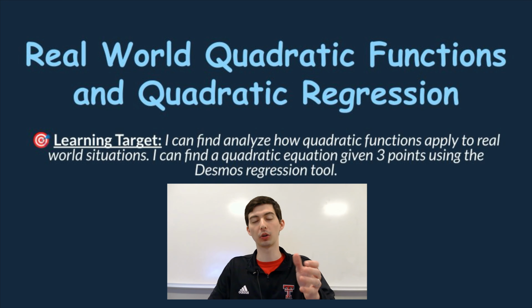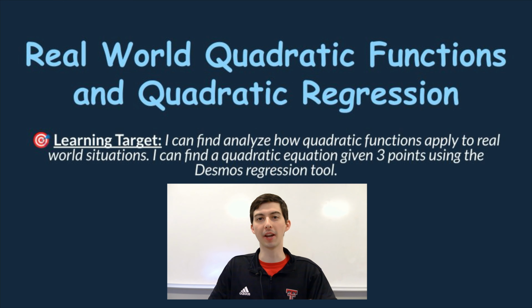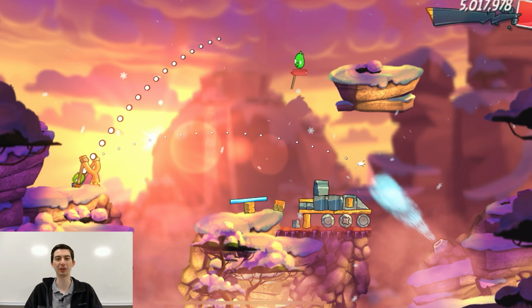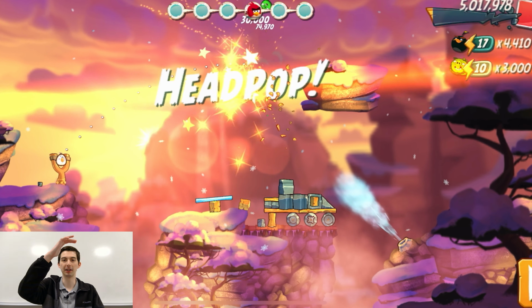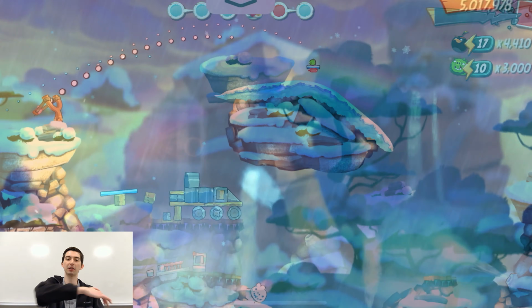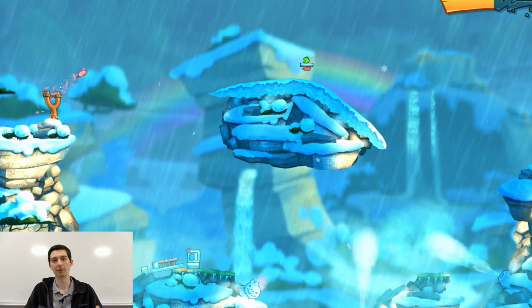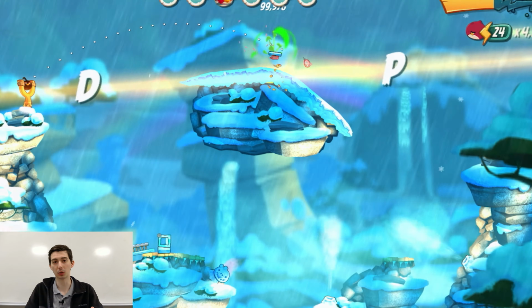In this lesson, we're going to go over quadratic regression and application of quadratic functions. And to do that, we're going to use the most real-world situation that I could think of. I'm talking about Angry Birds. And we see in the gameplay that when we shoot these birds from their slingshot, they make this parabolic path before they hit the pigs. And this parabolic path can be modeled with quadratic functions.